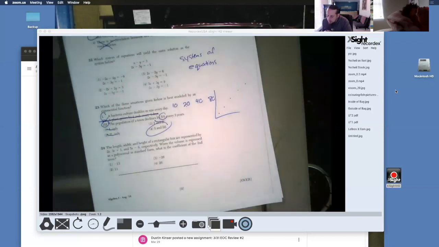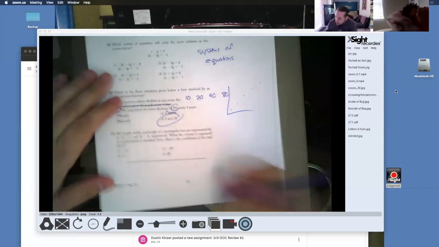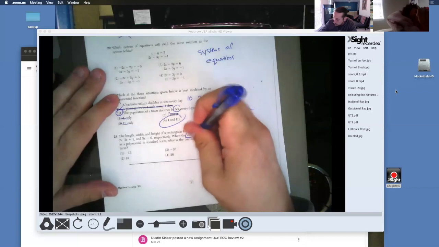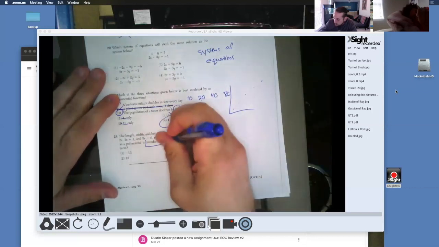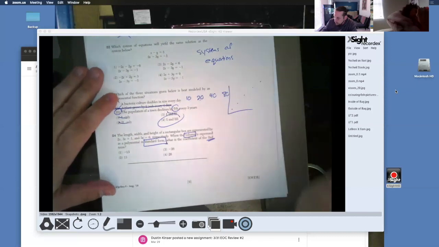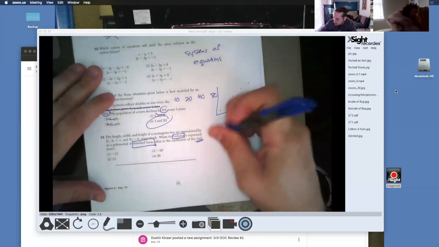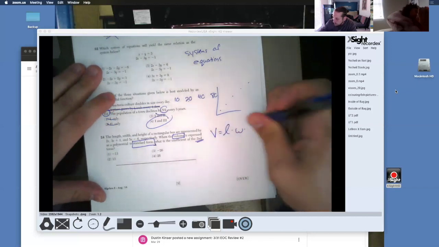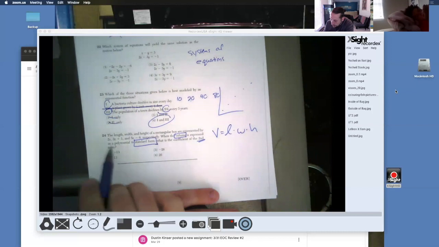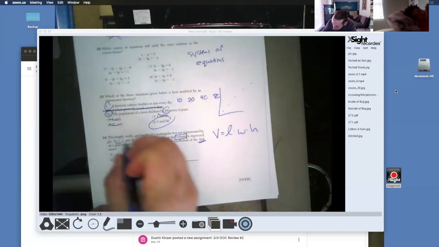All right, and then the last one here, 24. The length, width, and height of a rectangular box are represented by the following below. When the volume is expressed as a polynomial in standard form, what is the coefficient of the second term? So this is a lot with this problem. First thing we have to do is figure out the volume. Then we have to put it in standard form, and then we need the second term. All right, so what's the volume of a box? It's length times width times height. So all that means is you're going to multiply all three of these terms together.